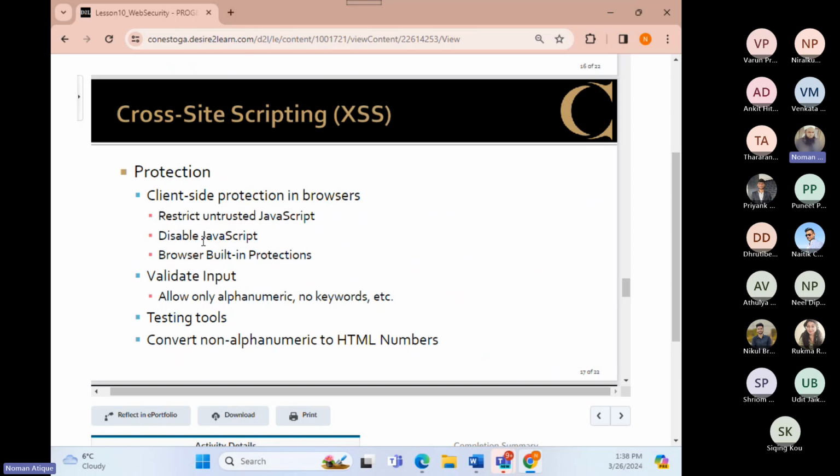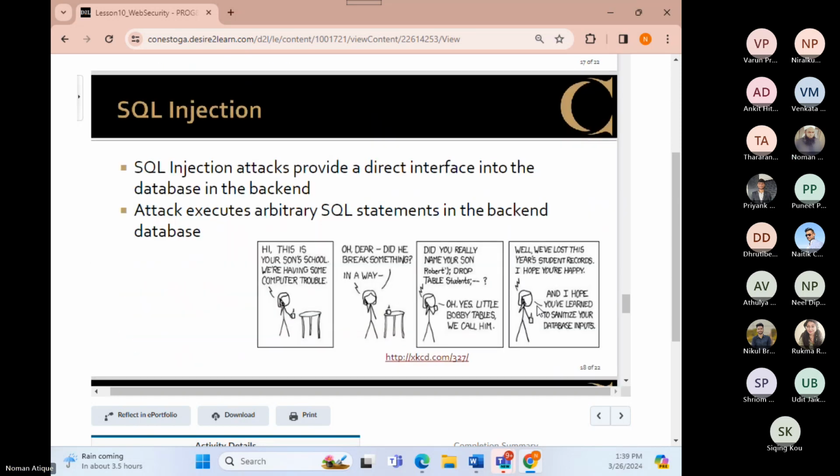Then we have testing tools. We can use them. There are lots of testing tools that we can use for testing if there is something wrong going on with the legitimate request. And then it says convert non-alphanumeric to HTML numbers. So again, that's another way that changes the form of the URL or request that has been made, and that also at times saves our information from being compromised.